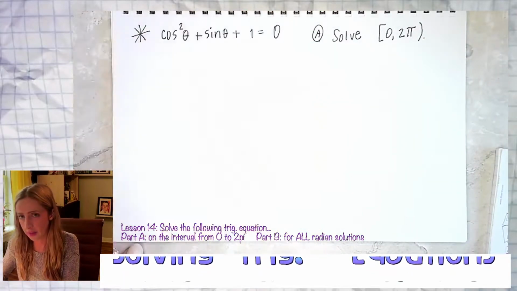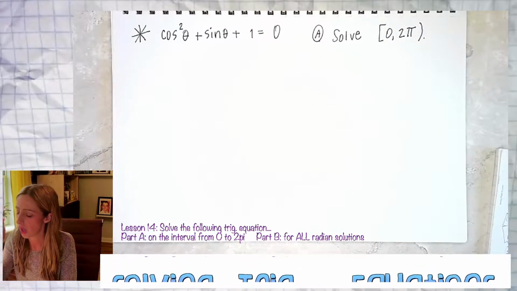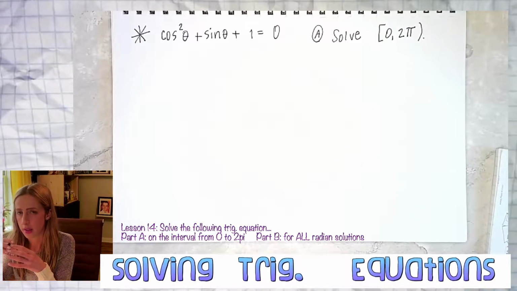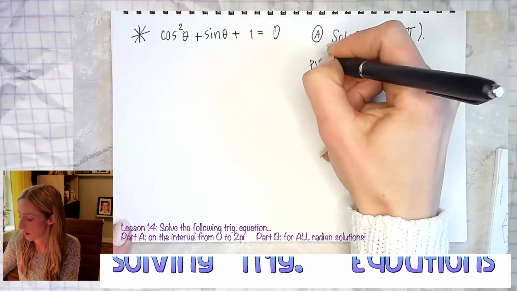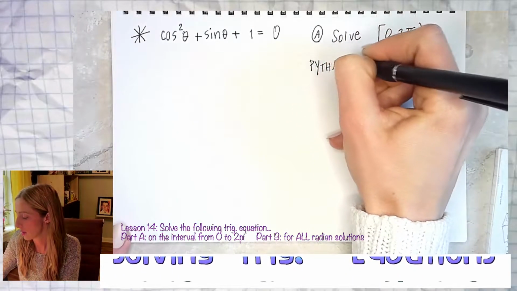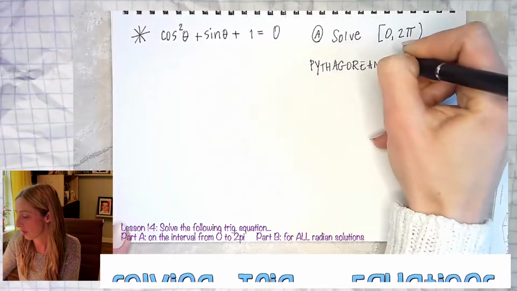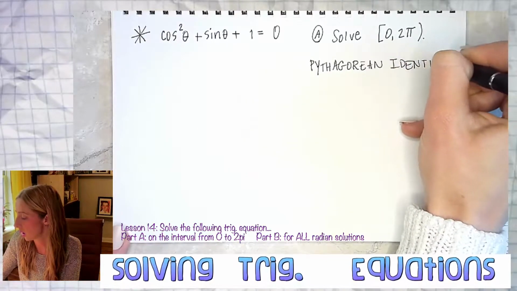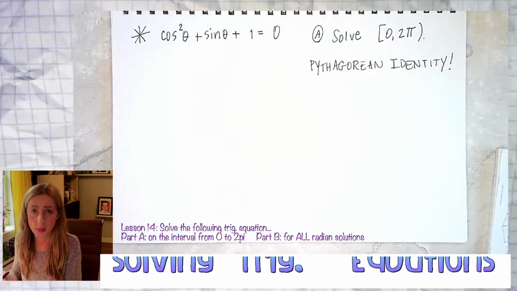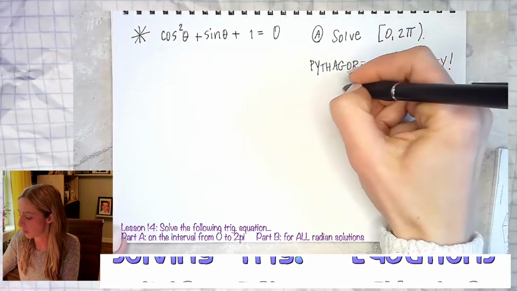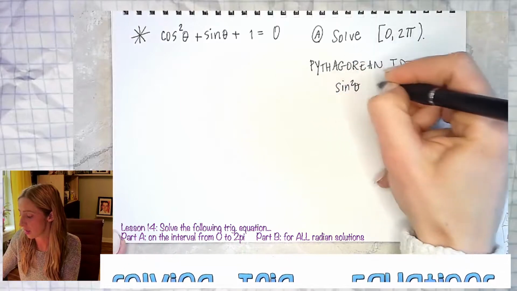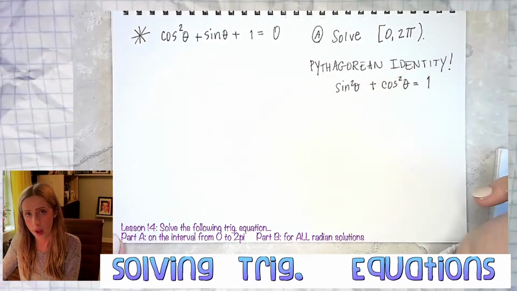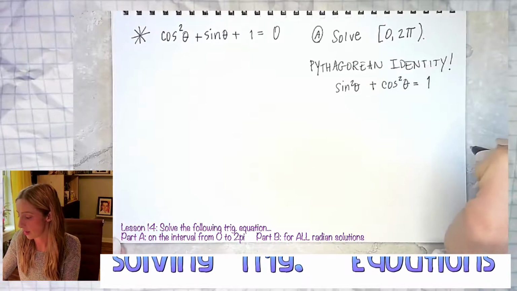Now, in your brain, you should start thinking, oh, I know a trig identity that involves sine and cosine together. That trig identity is the Pythagorean identity. There's 3 different iterations of it, but the original, the OG Pythagorean identity, was sine squared theta plus cosine squared theta equals 1. Okay, right there, equals 1.